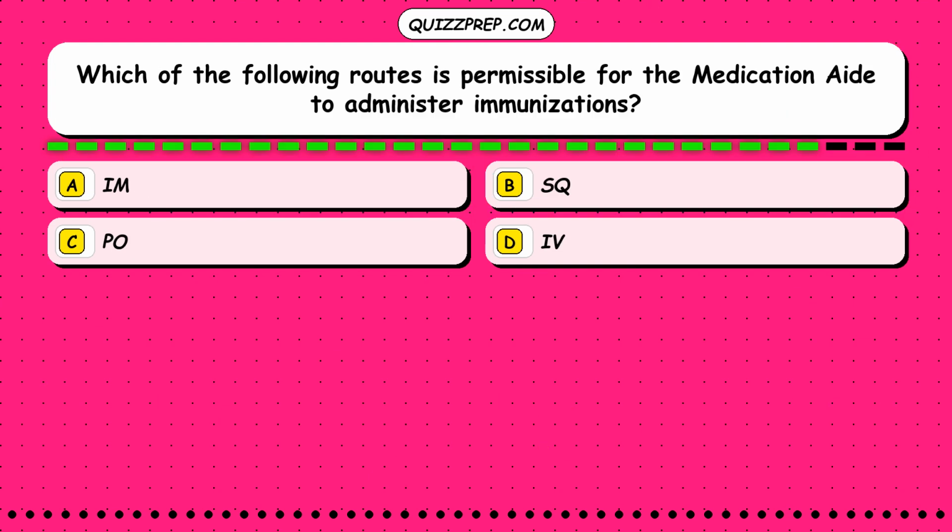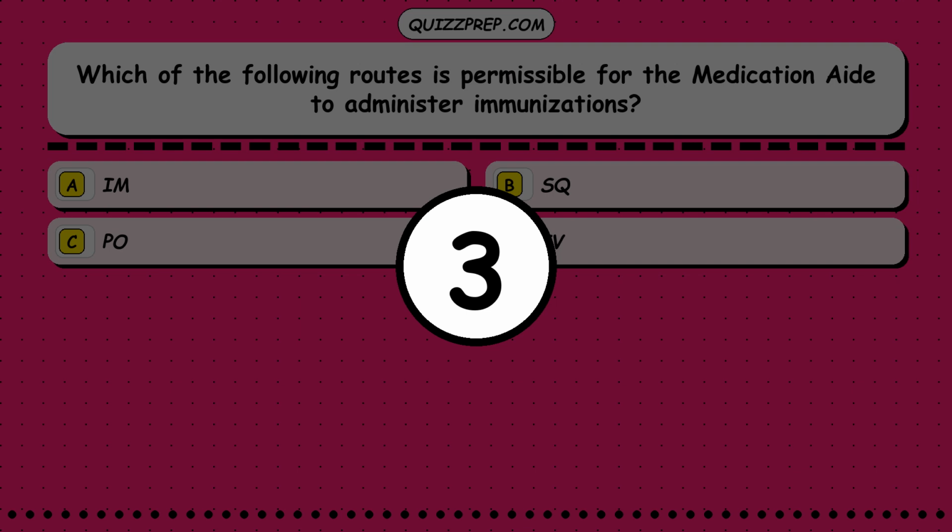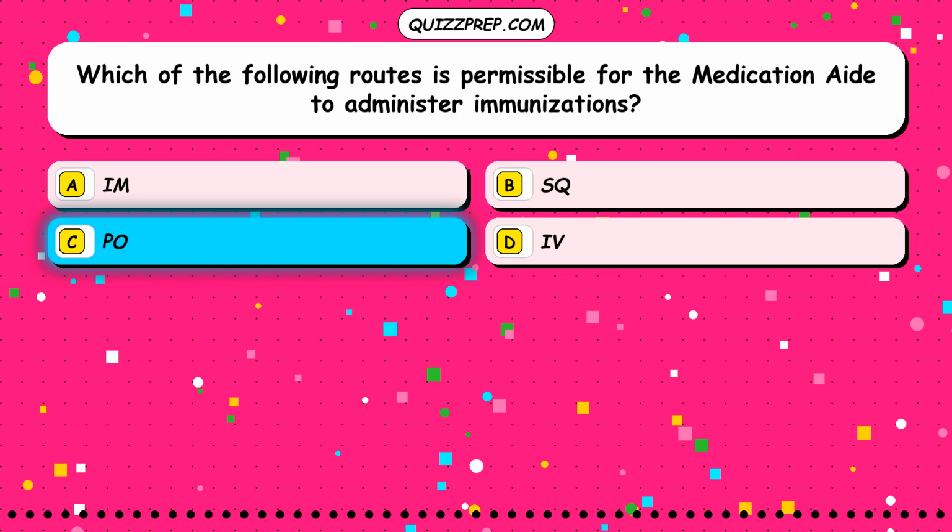Question 129. Which of the following routes is permissible for the medication aide to administer immunizations? Option A, IM. Option B, SQ. Option C, PO. Option D, IV. The correct answer is option C, PO.